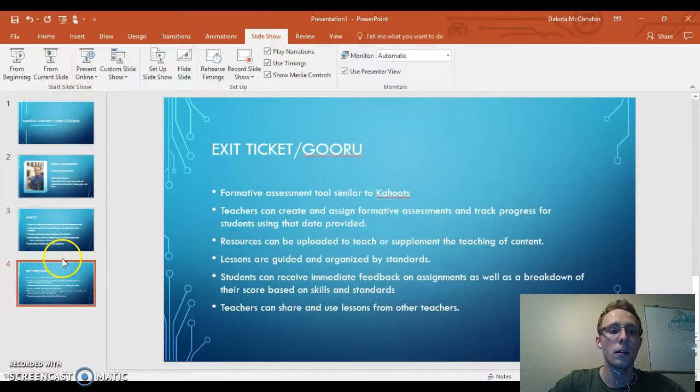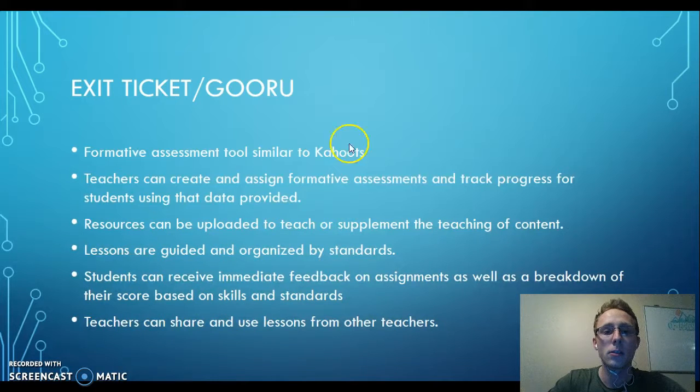Let's go on. So the app that I was given was Exit Ticket, and it works through Guru, which I spoke of earlier. Exit Ticket's a really similar tool to Kahoot, only it's in an app form, or it can be. It's a formative assessment tool, and basically the teachers beforehand will create lessons and assessments and post resources that the students can access. So the students can take the assessments and they can use the resources, and Guru will track the progress for each student, which is really cool.